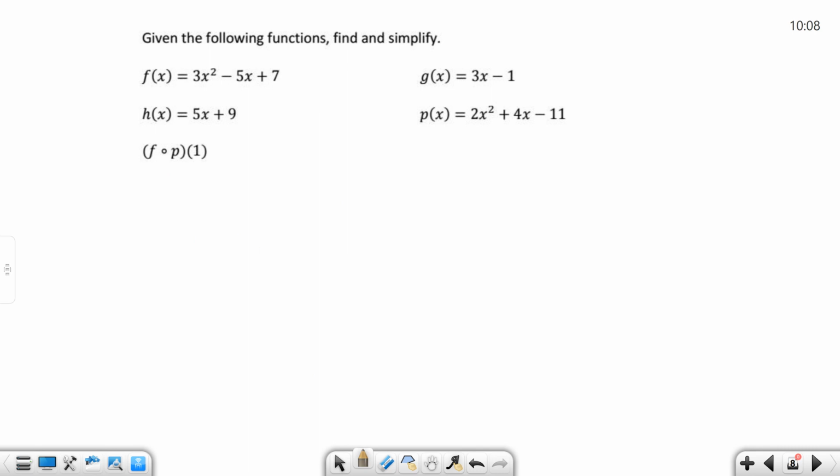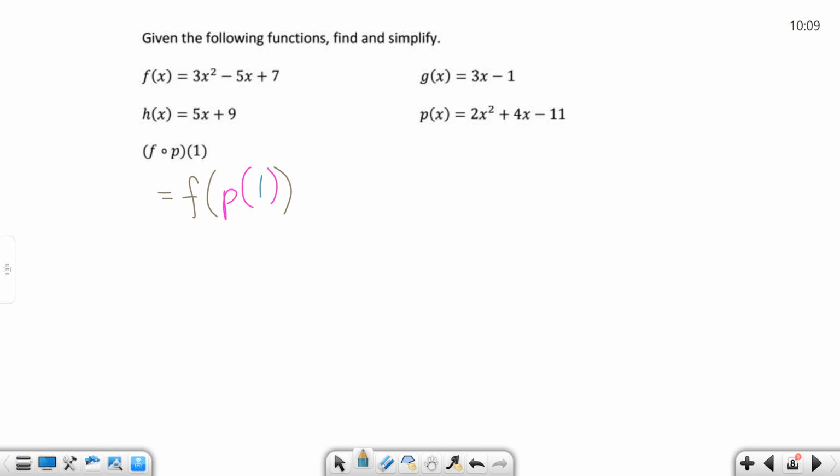So then we have this curious f of p of 1. Okay, so let's see what this is. It's literally f of p of 1.